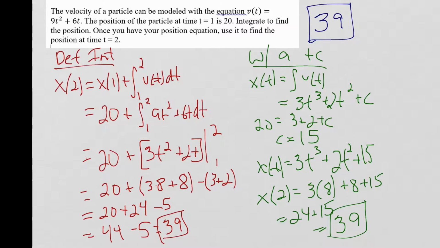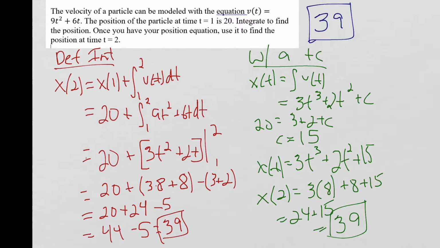The second way to do it is in green over here. You integrate, you get a plus c, you solve for the c, and then you plug in. So x of t is the integral of velocity. That gives me this, same thing that I got there, plus a constant. I can solve for that constant by plugging in 20 and 1. I get a 15 for my constant. That goes here with this stuff getting copied. Then I plug in 2, and I get this.